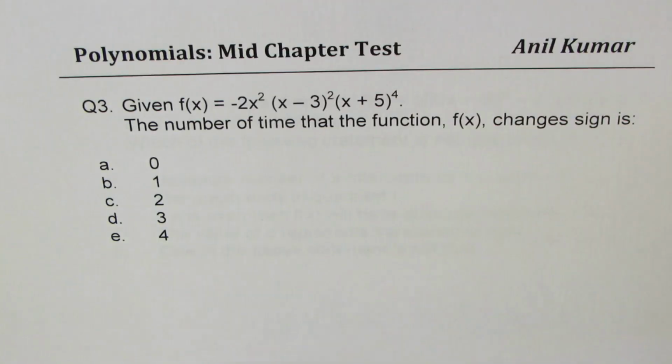Next question number 3 is, given function f of x equals to minus 2x squared times (x minus 3) whole square times (x plus 5) to the power of 4, the number of times that the function f of x changes sign is what?